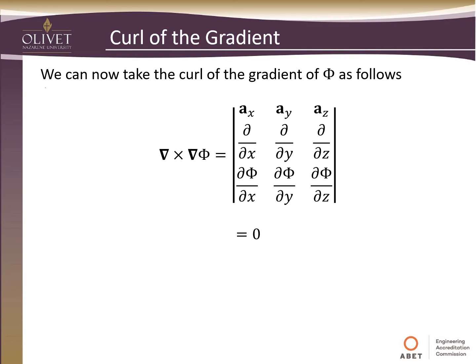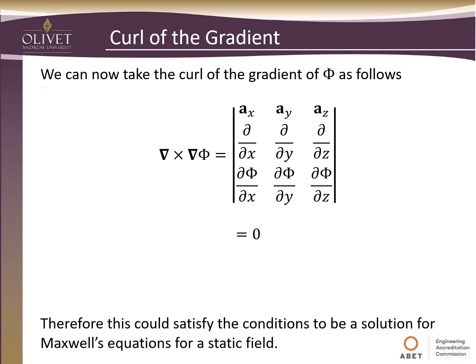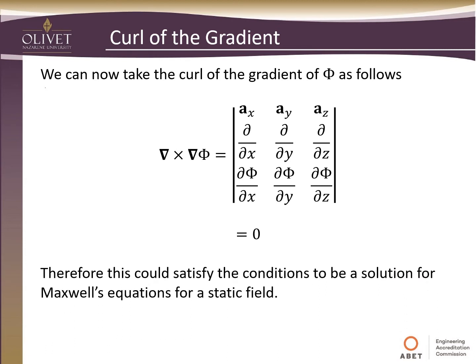So by definition, we're saying that this must be equal to 0. Therefore, this could satisfy the condition to be a solution for Maxwell's equations for our static field, because that's what we said: the curl of the vector must equal 0. So by definition, this should satisfy that condition.